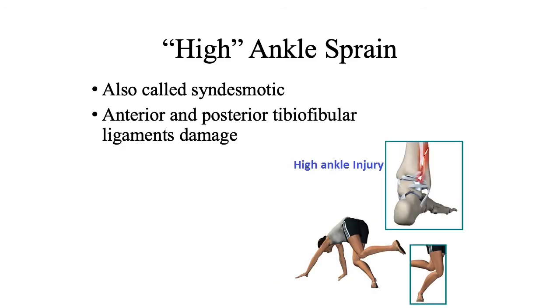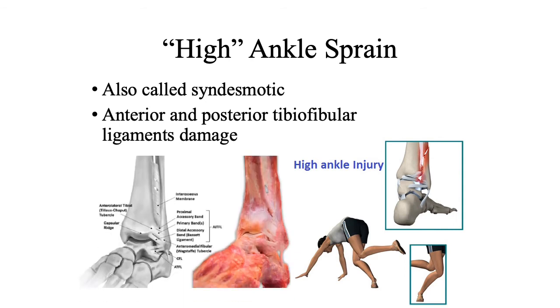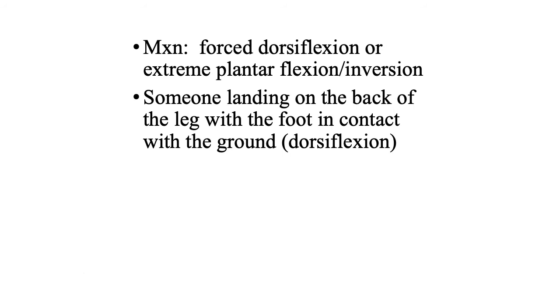The third ankle sprain is the high ankle sprain, or the other name is the syndesmotic injury. This cadaveric dissection shows the presence of a ligament between the tibia and fibula to keep them together, which is called the anterior tibiofibular ligament. The mechanism of injury is forced dorsiflexion or extreme plantar flexion and inversion. Sometimes it can occur from landing on the back of the leg with the foot in contact with the ground.